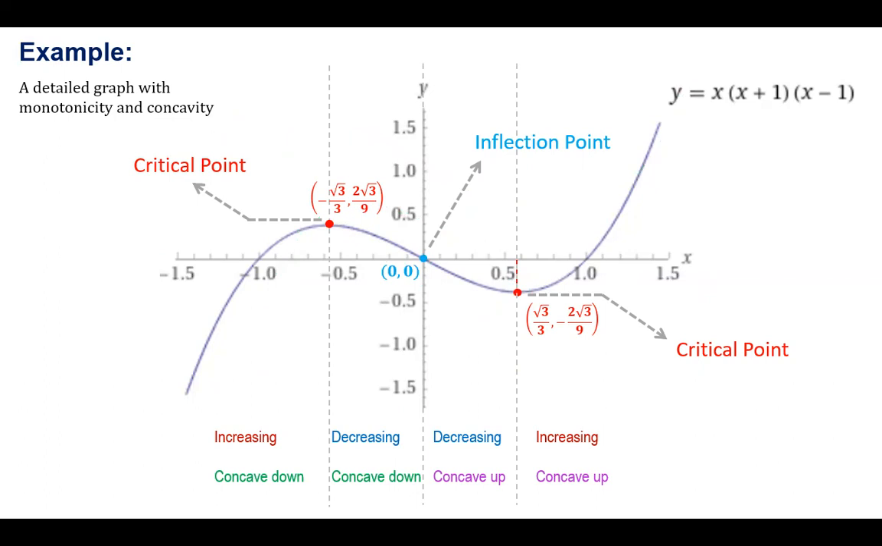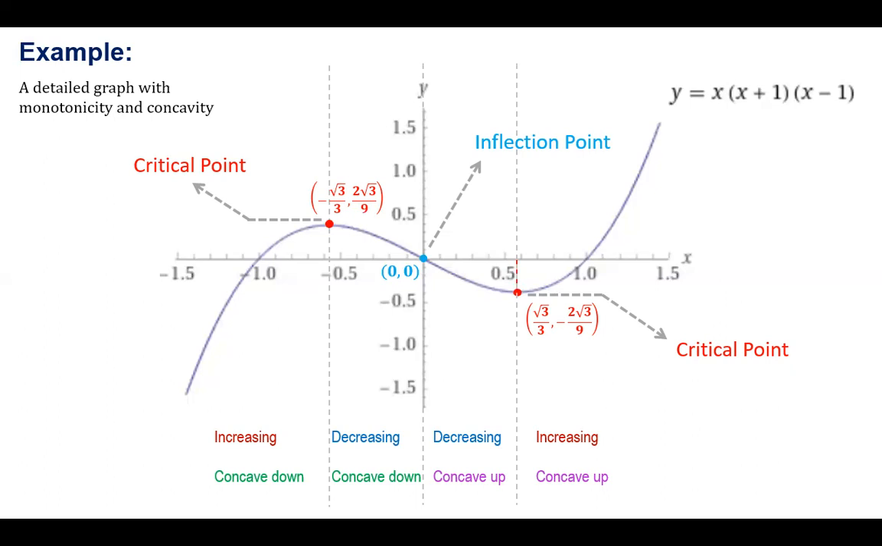According to our analysis previously, in the first region, when x is smaller than negative square root of 3 over 3, this interval is an increasing interval and concave down, right? And the second region is from negative square root of 3 over 3 to 0. In this region, the function is decreasing and concave down as well.